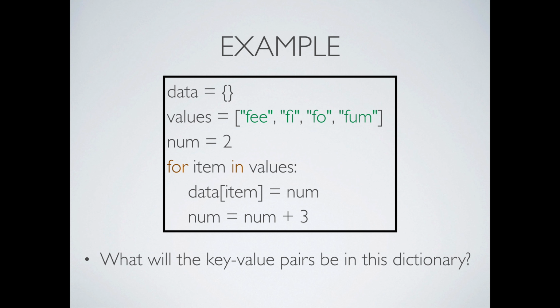So that means the next key value pair will be phi and the number 5, where phi is the key and the number is 5. Next key value pair, the key will be fo and the number will be 8. Next key value pair, key will be fum and the value will be 11.